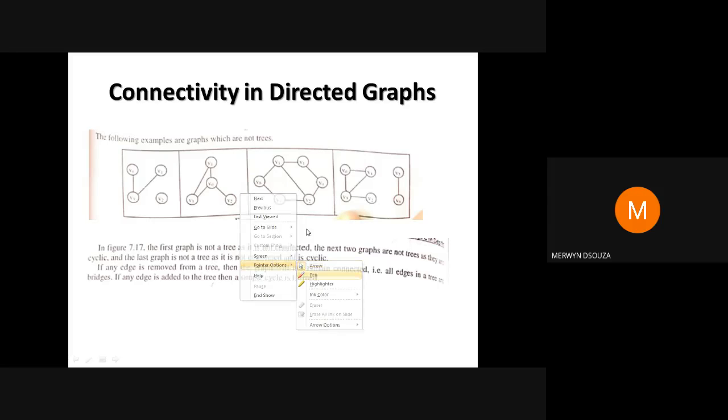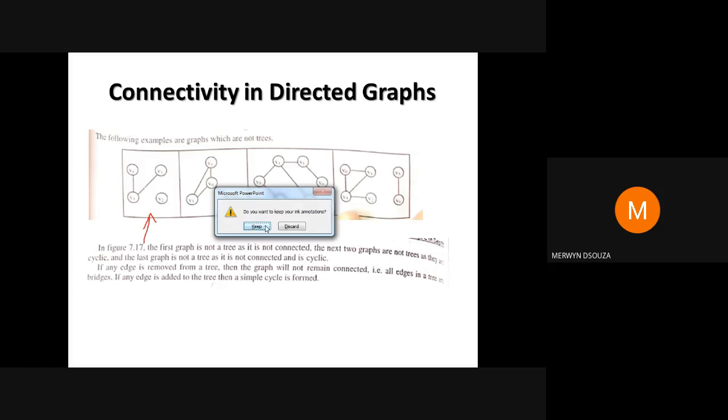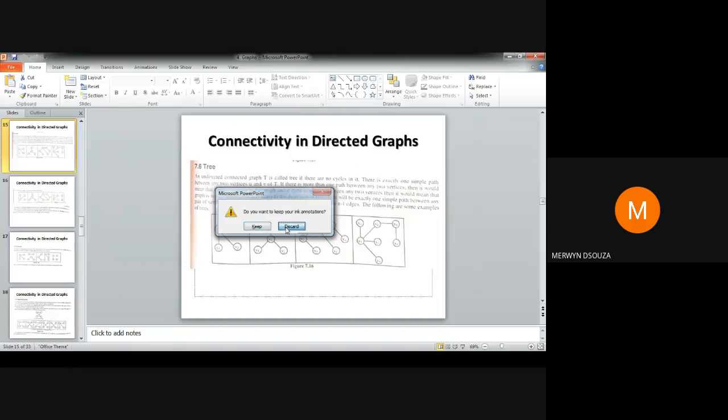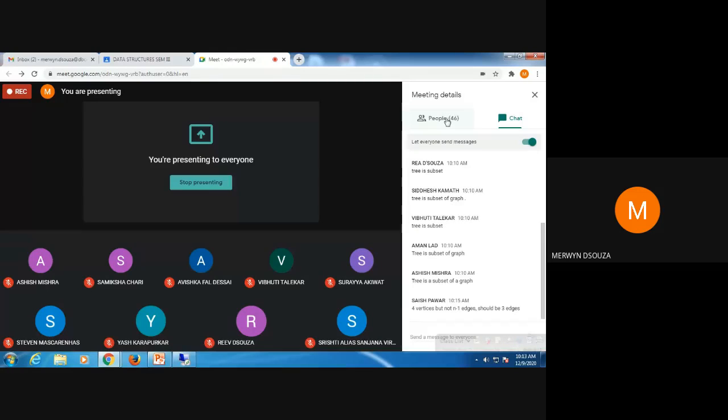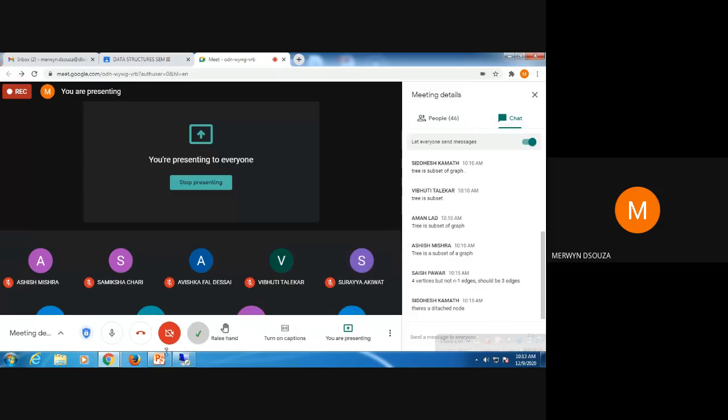So you can see here. Can anyone tell why this is not a tree? Take the first two and then you can try out the remaining. Why is the first one not a tree? Anyone? Four vertices but not n minus 1 edges. Okay, yeah.